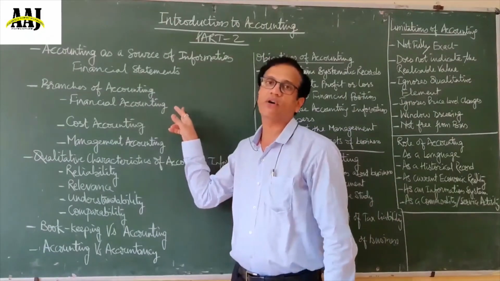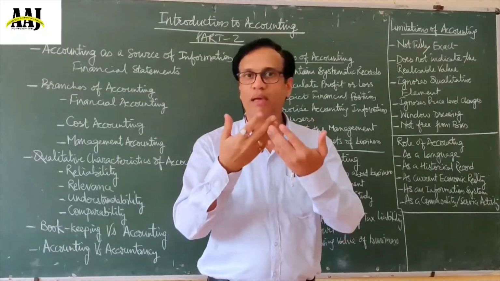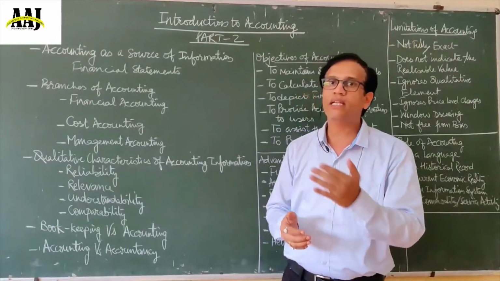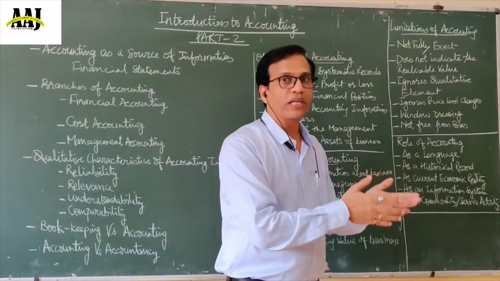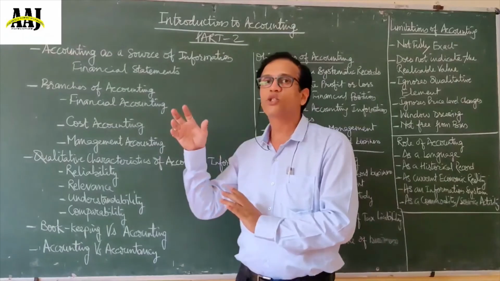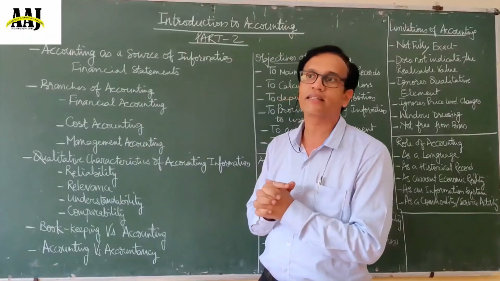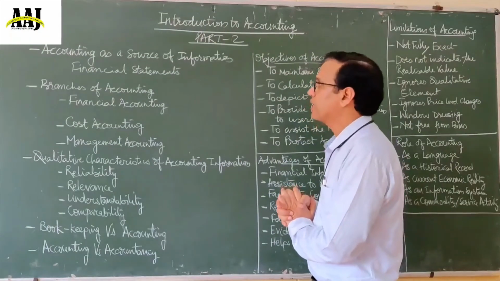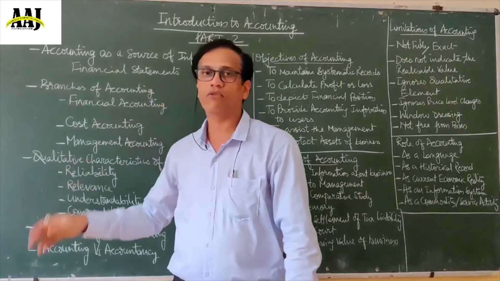So the main objectives of financial accounting are, number 1, to provide information about financial performance, that is profit or loss. Then to provide information about the financial position of the business, that is about various properties, that is assets, and the liabilities of the business. Then to provide useful information so that the users can take their decisions. So to provide useful information to the users of accounting information. These are the three main objectives of financial accounting.